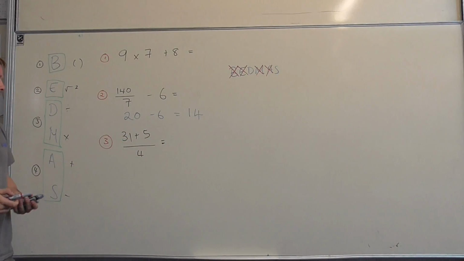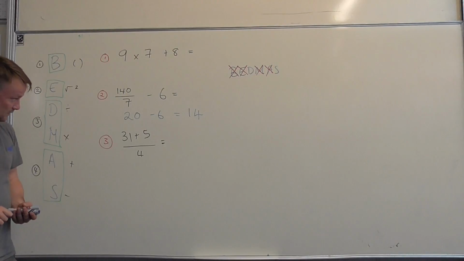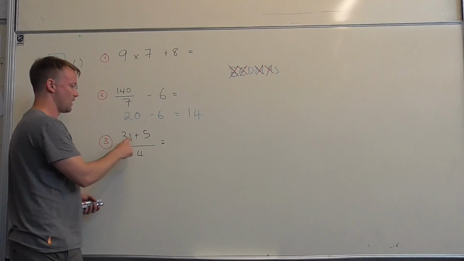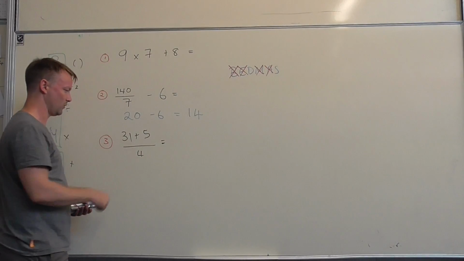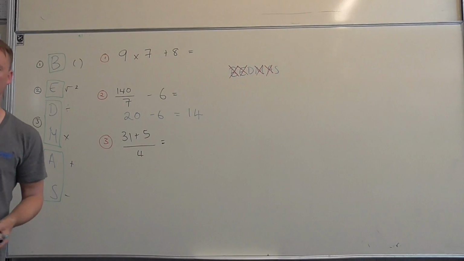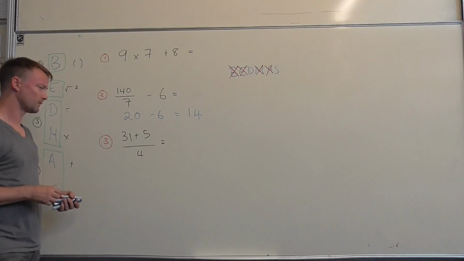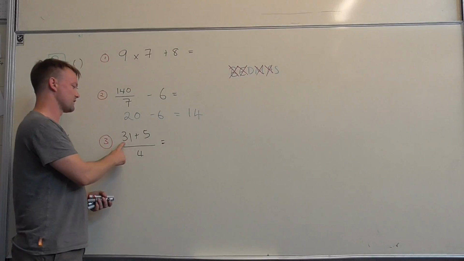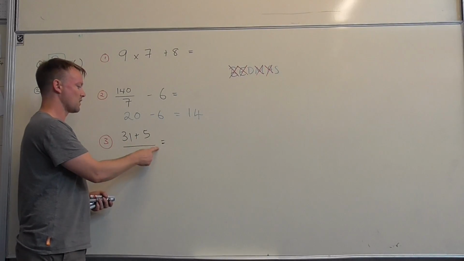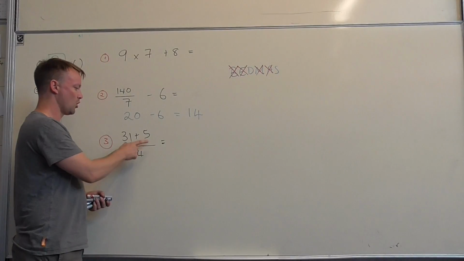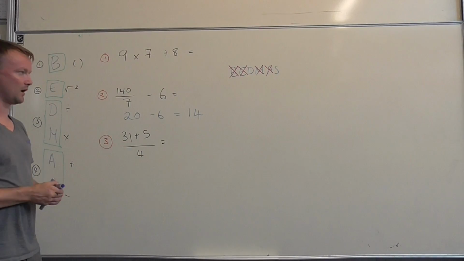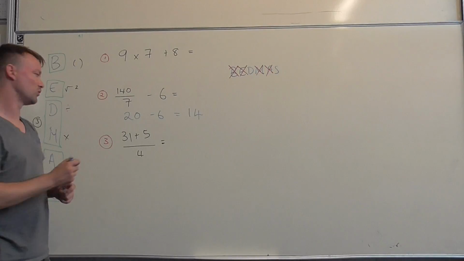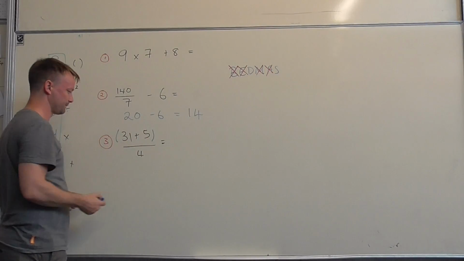Okay, that's that. So for this one here, 31 plus 5 divided by 4. Now this is one of the tricky ones that I was talking about in the two-step equation. For some reason, if it says 31 plus 5, and then the whole thing is over 4, we do this. So it's implied that there are invisible brackets here and here.